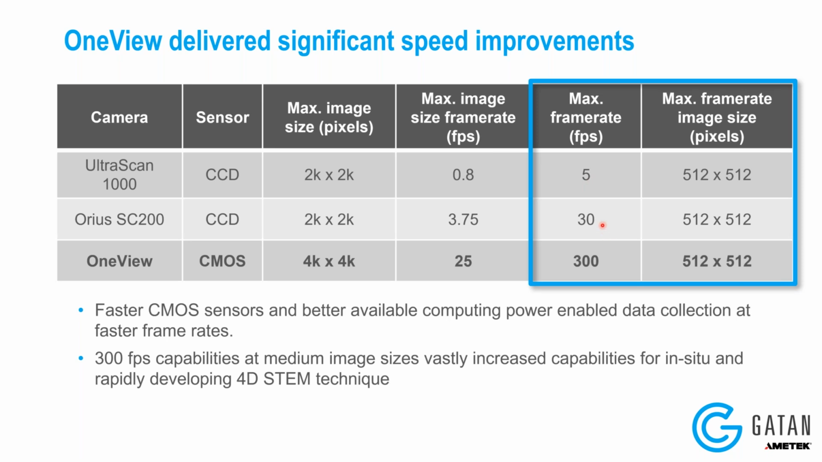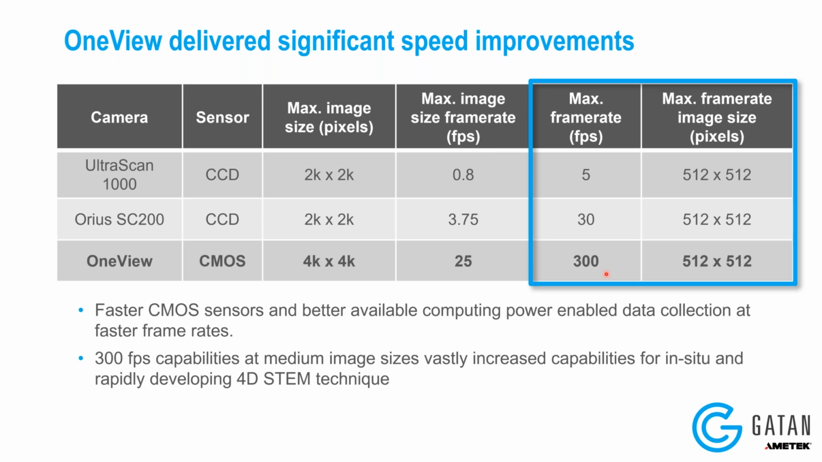The Orion could go 30 frames per second, which is better, but had the trade-off still of needing a 512 by 512 image. And so the OneView could actually go at the same image size, 300 frames per second. Although you still had a small image, you had a dramatic increase in the frame rate capabilities coming off the camera, which meant that you could better resolve faster changes in some kind of dynamic reaction that you wanted to study in situ.